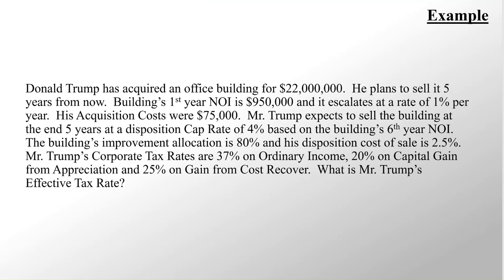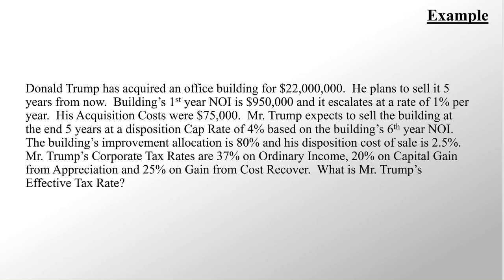Our example starts with a purchase our president is making. Donald Trump has acquired an office building for $22 million. He plans to sell it in 5 years, and the first year's NOI is $950,000. And this NOI escalates at a rate of 1% per year. His acquisition costs were $75,000, and he expects to sell the building in 5 years at a disposition cap rate of 4%, based on the building's 6th year NOI. The building improvement allocation is 80%, and his disposition cost of sale is 2.5%.